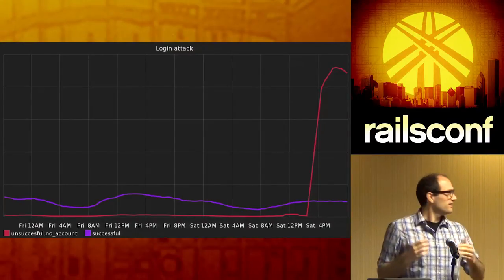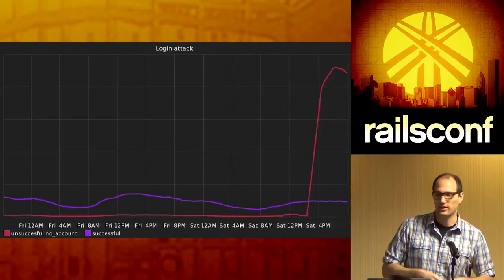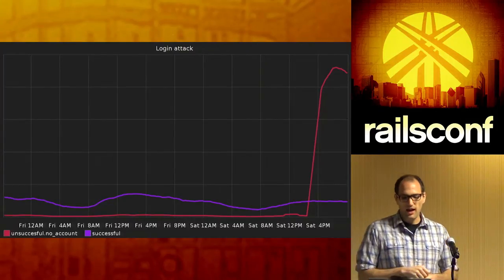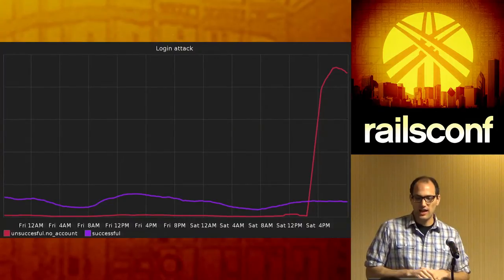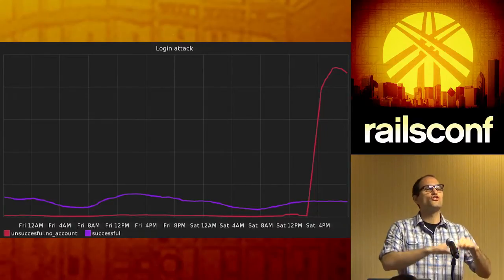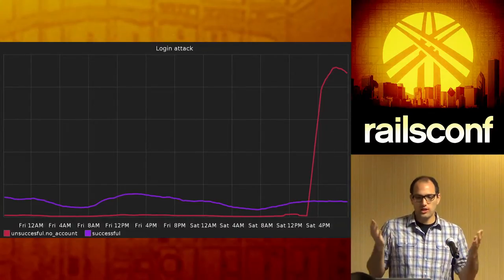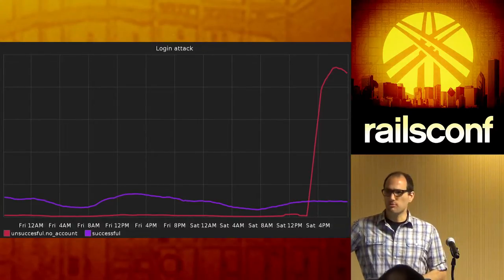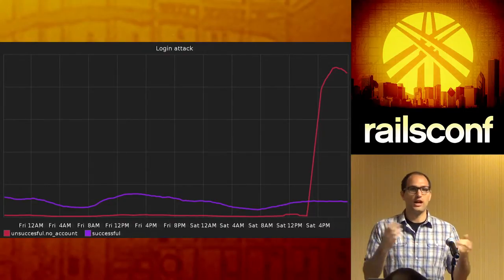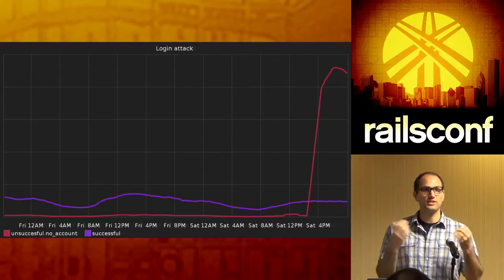The blue line, I hope it shows up pretty well, is our regular successful logins. People typing in an email and password and us saying, okay, you are logged in. It ebbs and flows throughout the day. Suddenly, one Saturday afternoon, we get so many of these bad login requests. And for a while, we're like, what's going on? Did we deploy a feature that broke login? No, somebody is trying to crack our user accounts. They're just guessing email addresses and passwords as fast as they can from several different IP addresses.